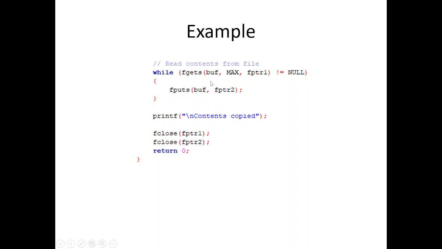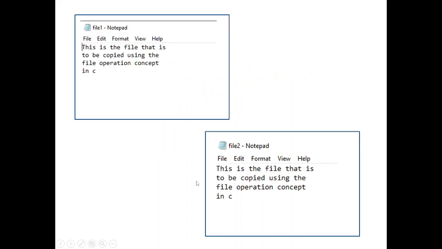So instead of doing character by character, this fgets reads the number of characters that we give here, and fputs writes the content in this character array to this pointer, right? So this is the example of it. As such, we have to properly close the file pointers and end the program. So this is the output after executing the program, right? All the contents here get copied to the next file.